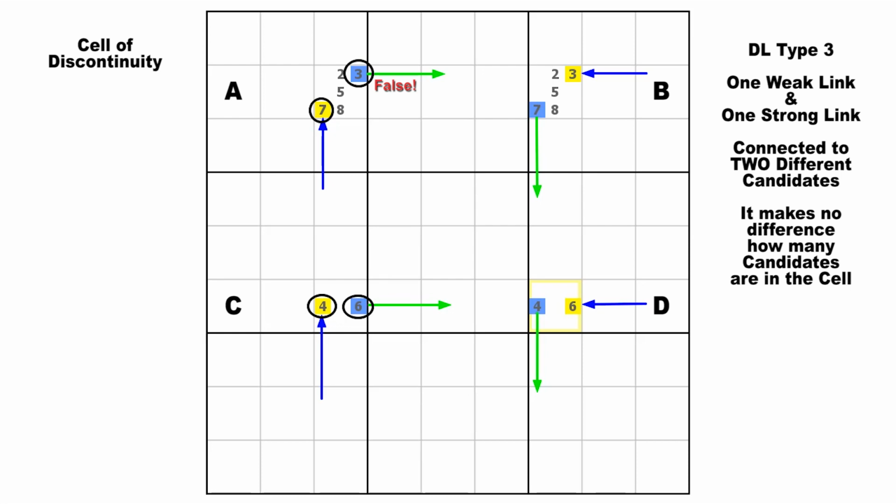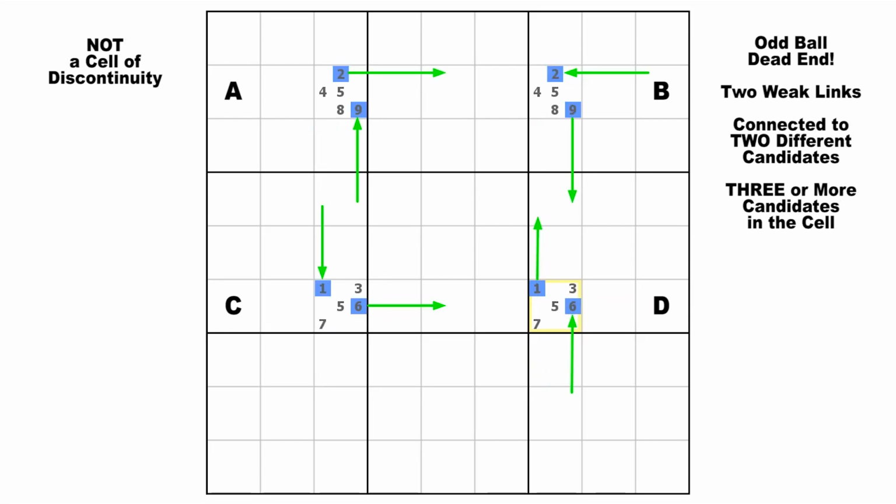And as I mentioned earlier, there is one last configuration that breaks the propagation rules but does not constitute a cell of discontinuity. This is when you have two weak links that are connected to two different digit candidates, but the cell is not a bi-value cell, i.e. there are more than two candidates in that cell. This would violate propagation rule number 2, and this is the case for all 4 of these cells in this diagram. The reason this does not work is because you cannot make a strong link within any of those cells because there are more than 2 candidates.